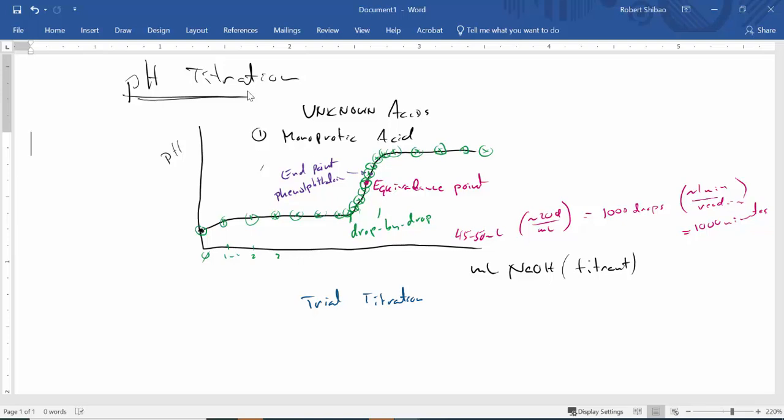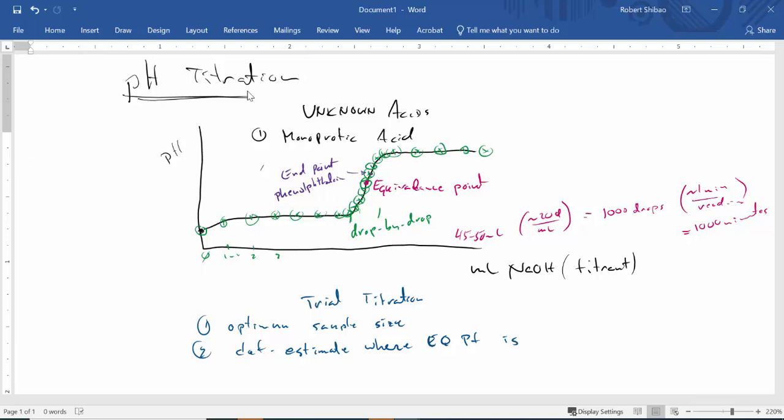The trial titration is to figure out 2 things. One, we want the optimum sample size. And 2, to determine, or rather estimate, where the equivalence point should be.